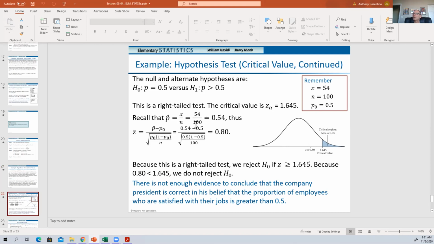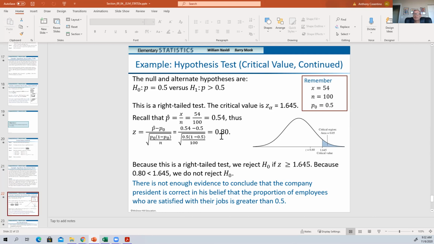So what happens? Well, look, when you do the prop z-test calculation, and you just plug all those numbers in, you get a z-score test of 0.8. And you see 0.8 is less than 1.645. So we do not reject the null hypothesis. So unfortunately, you can't conclude that it's going to be greater than 50%.